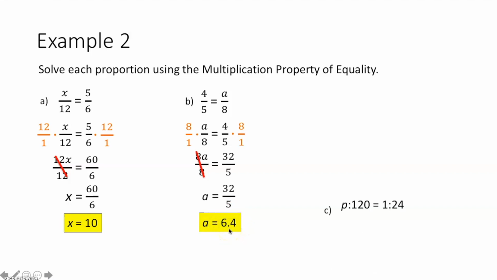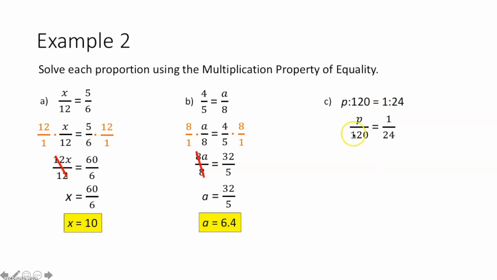decimal 6.4. Here we have P to 120 is equal to 1 to 24. Now again, this is still a proportion. It's just not written as fractions. What we want to do, since we're solving it, is we want to write it as fractions. So we have P over 120 is equal to 1 over 24. Now we're ready to go.